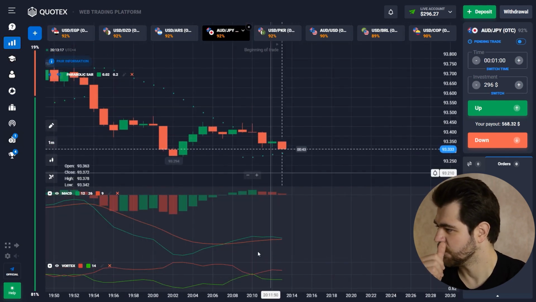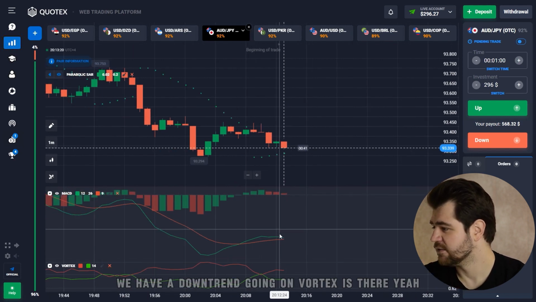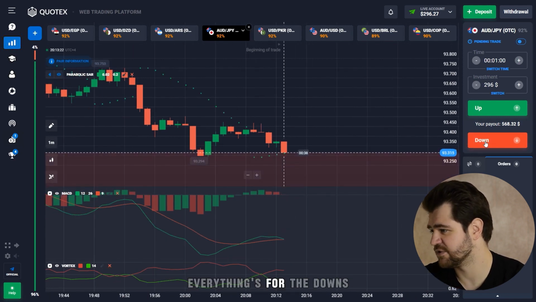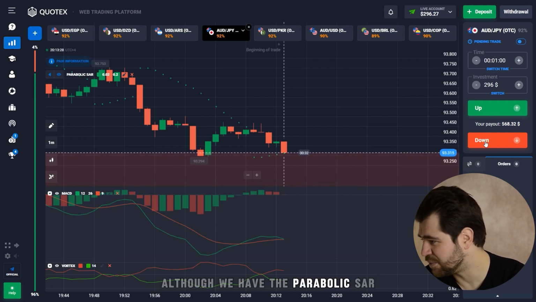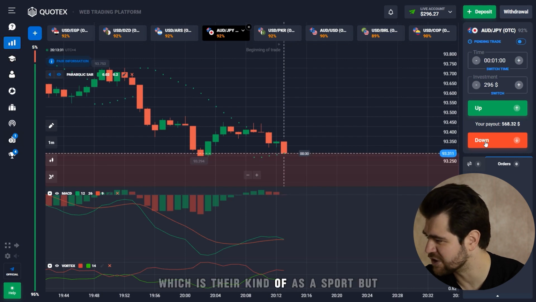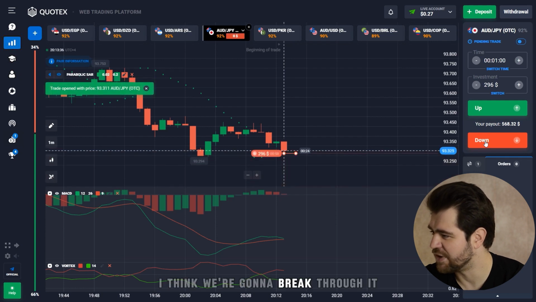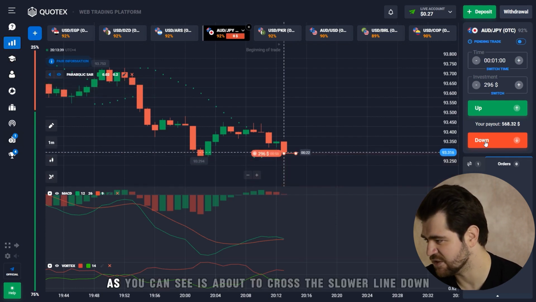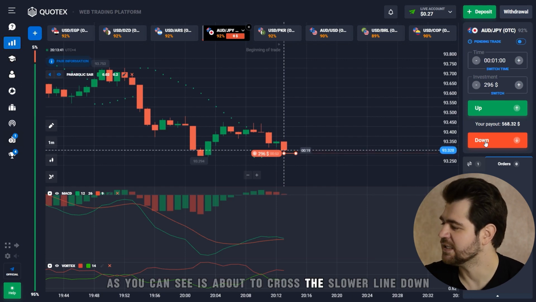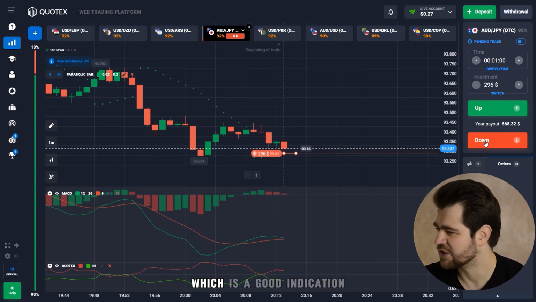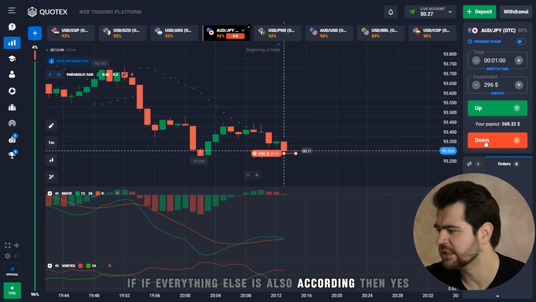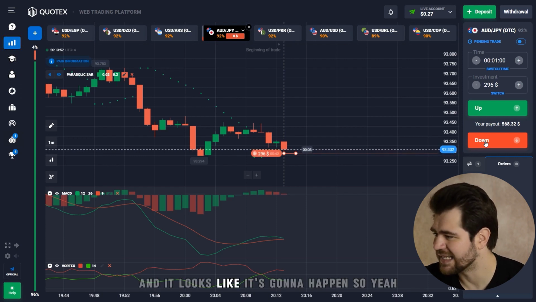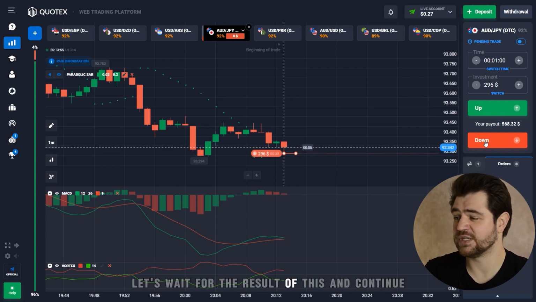Something here. We have a downtrend going on. Vortex is there. Yeah, everything's further down. There's a lot of short options today. Although we have the Parabolic SAR, which is there kind of as a support, but I think we're gonna break through it. Also, MACD, as you can see, is about to cross the slower line down, which is a good indication usually for the price to go down. If everything else is also according, then yes. And it looks like it's gonna happen. So yeah, let's wait for the result of this and continue.